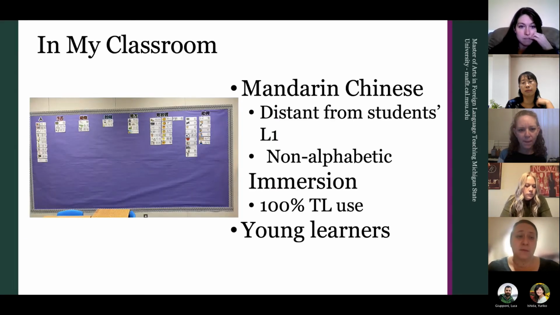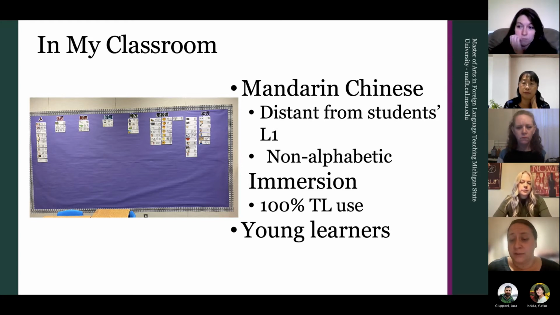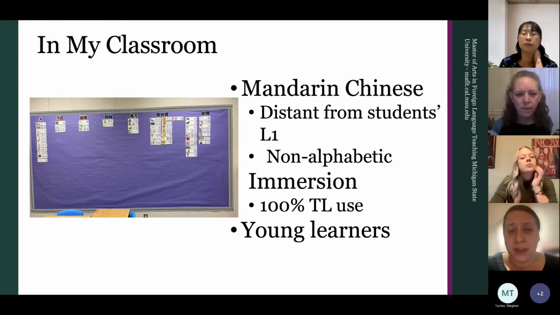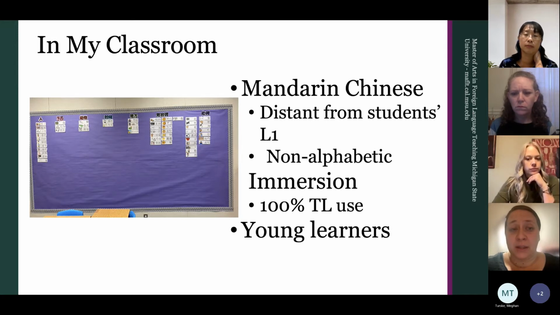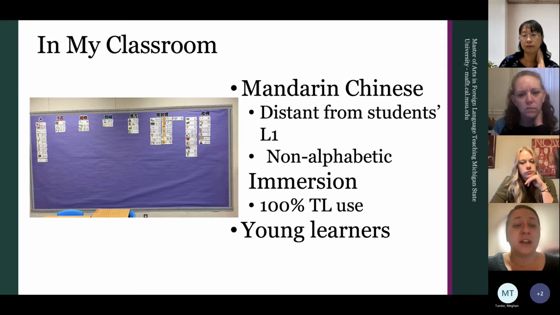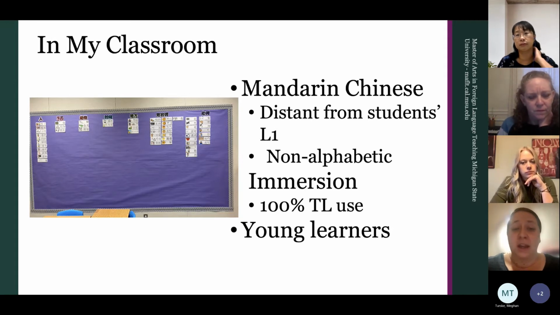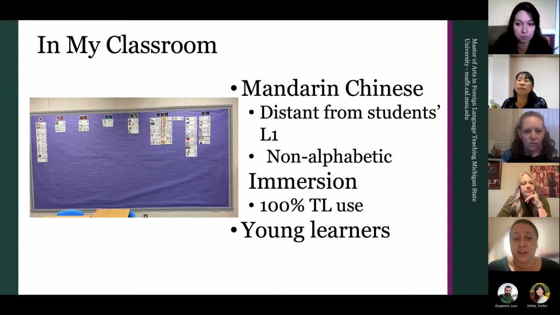All right. In my particular context, I teach Mandarin Chinese to fourth graders. The students' L1, generally speaking, with very few exceptions in my community, is English, which they all speak at home, and which is linguistically very distant from Mandarin. So they come in with a very limited vocabulary. There's not a lot of cognates between English and Chinese. So vocabulary can be difficult. It's also a non-alphabetic language, so the orthography is challenging.